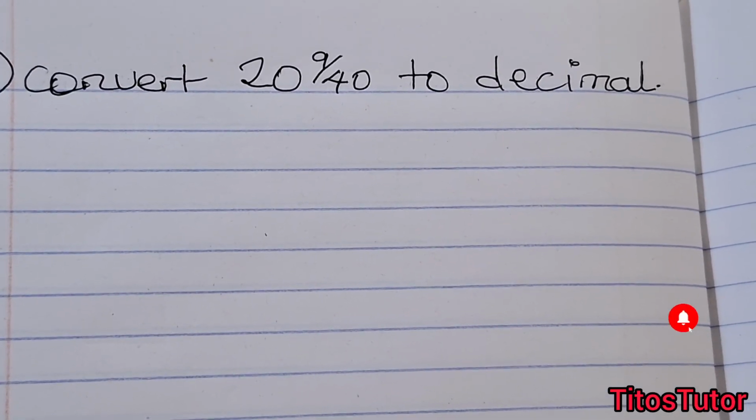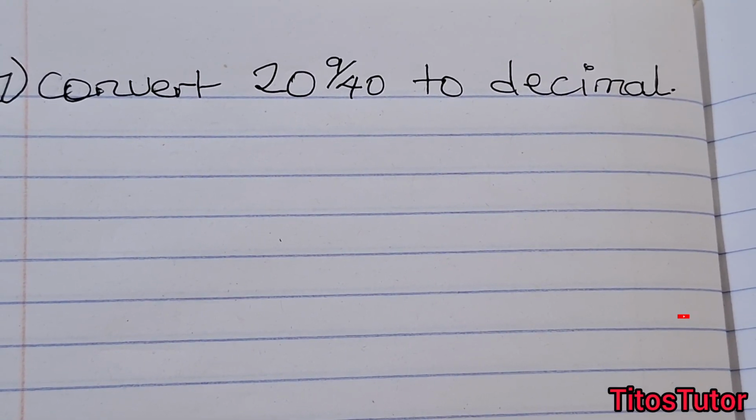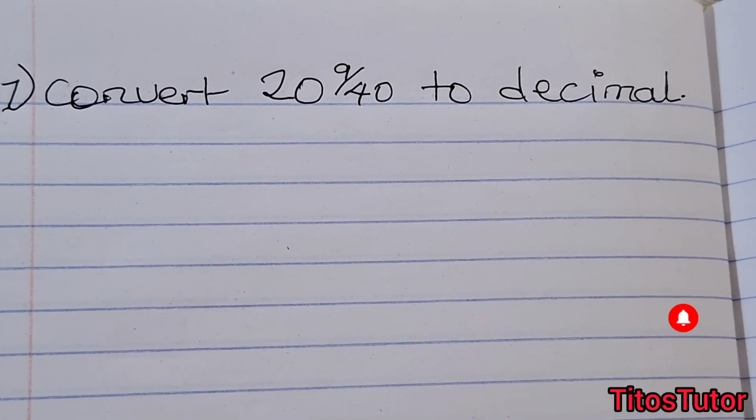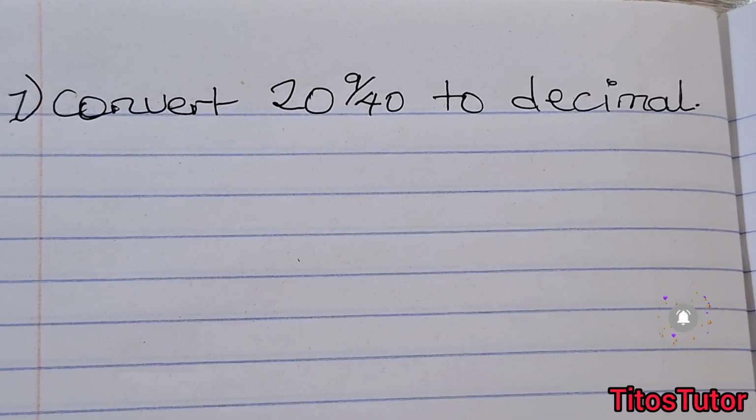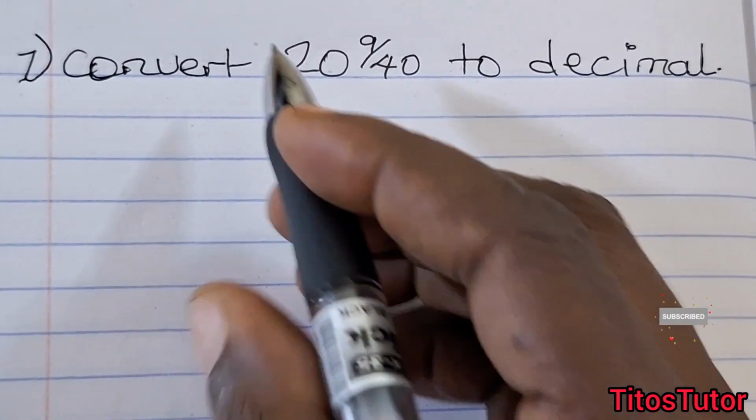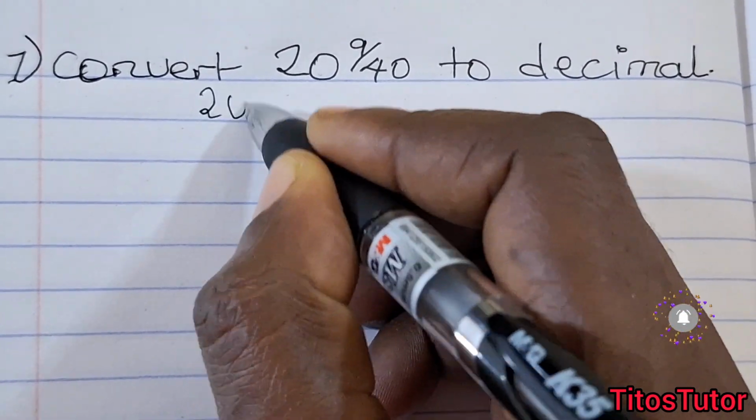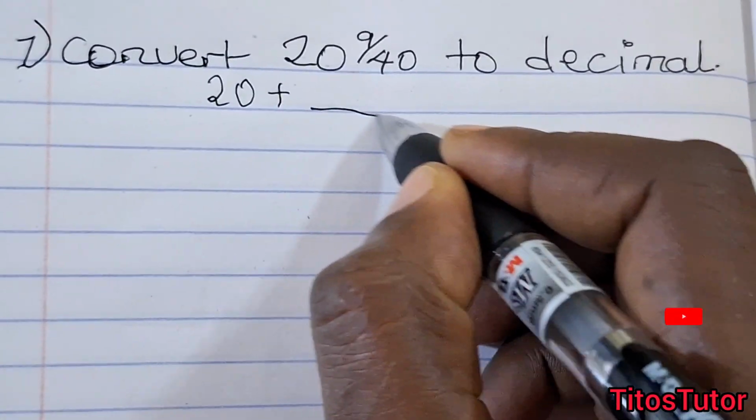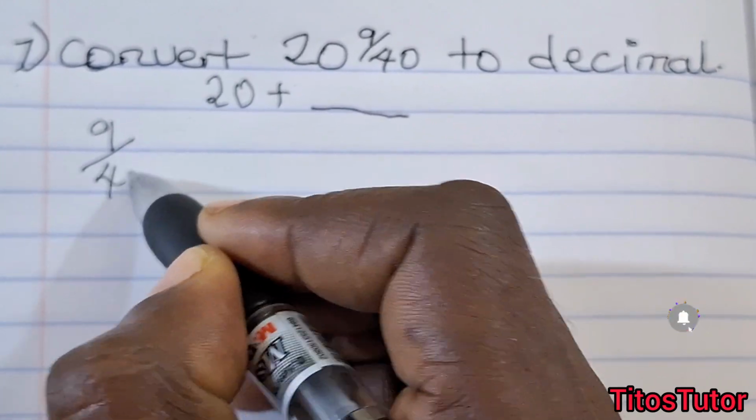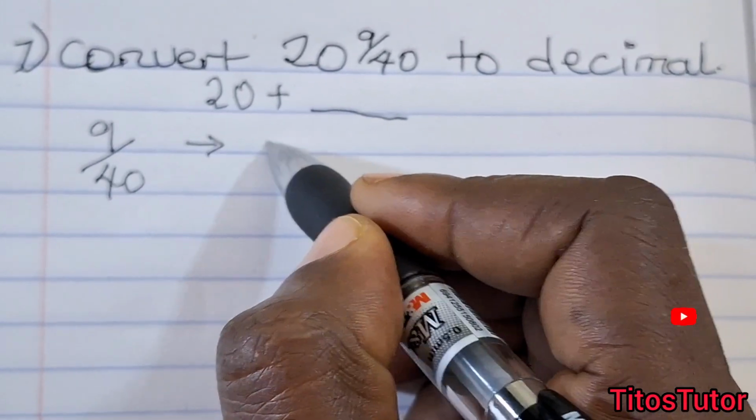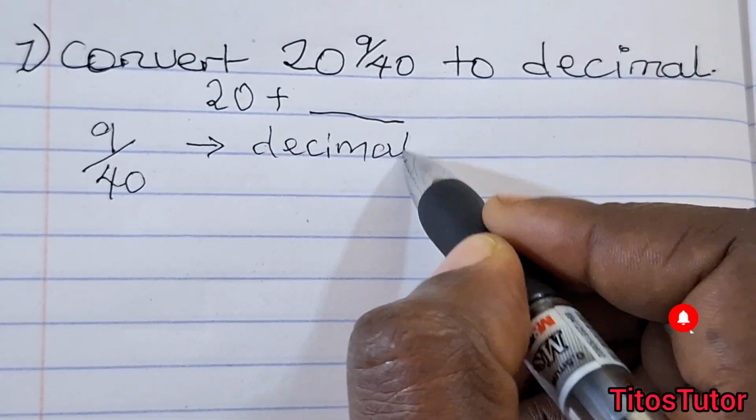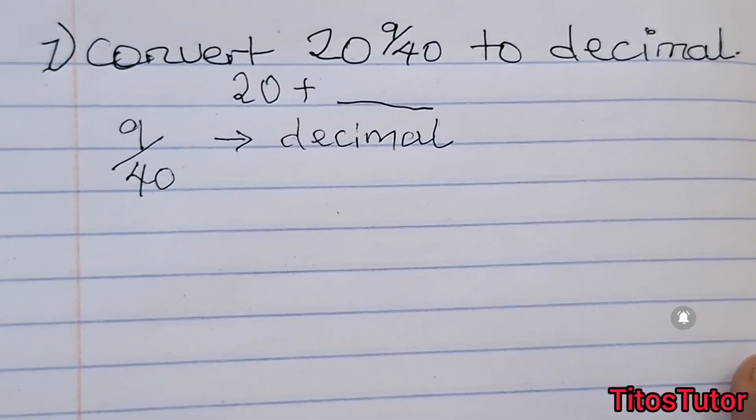All right, here is our number 7. It says, convert 20 whole number 9 over 40 to decimal. The 20 is already a whole number, so I'm going to write it and add the decimal once I'm done converting 9 over 40 into decimal. So let's convert our 9 over 40 into decimal.